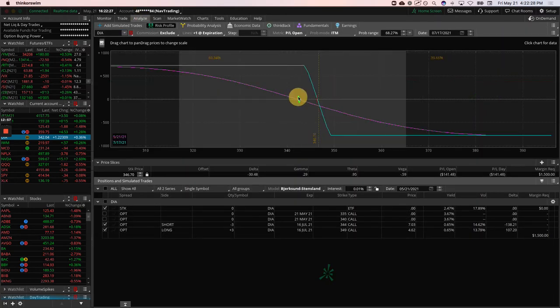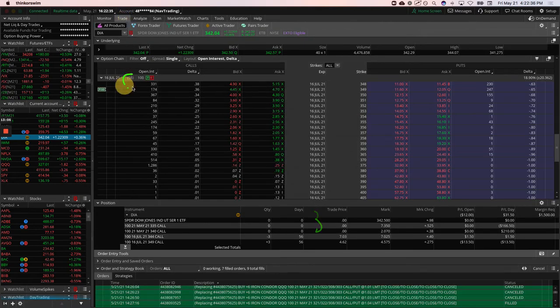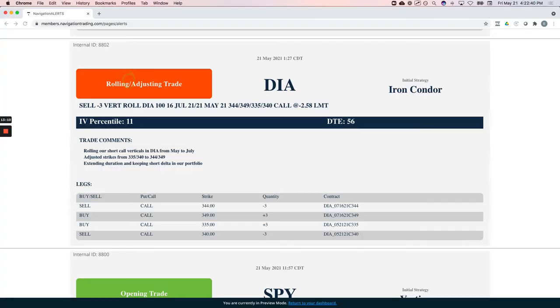And so you can see it's pretty close to right where we put it on, which we rolled today. So that makes sense. So we rolled this one for May out to July as well. And July with 56 days to expiration. So we'll continue to hold that for the short delta exposure.